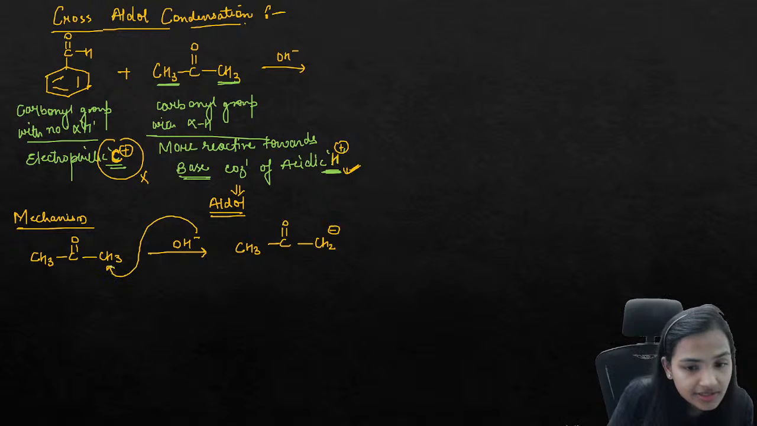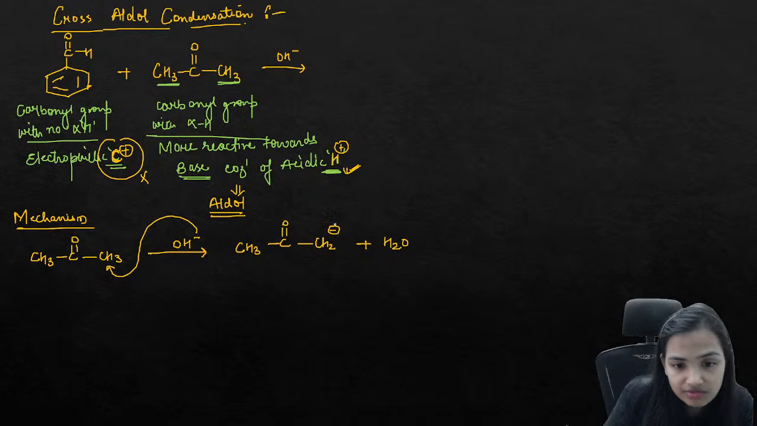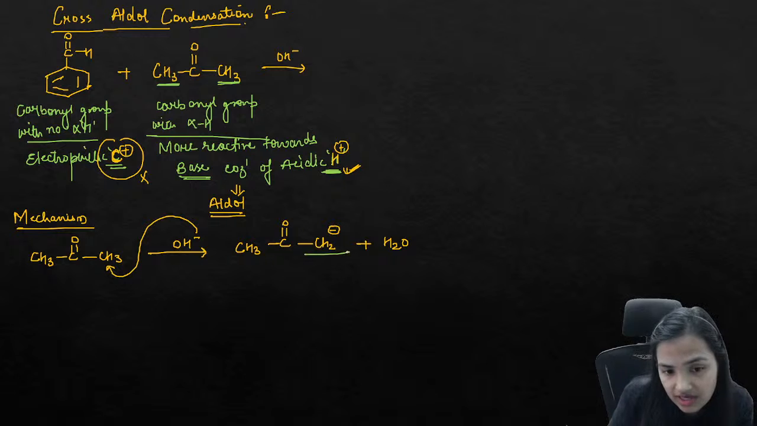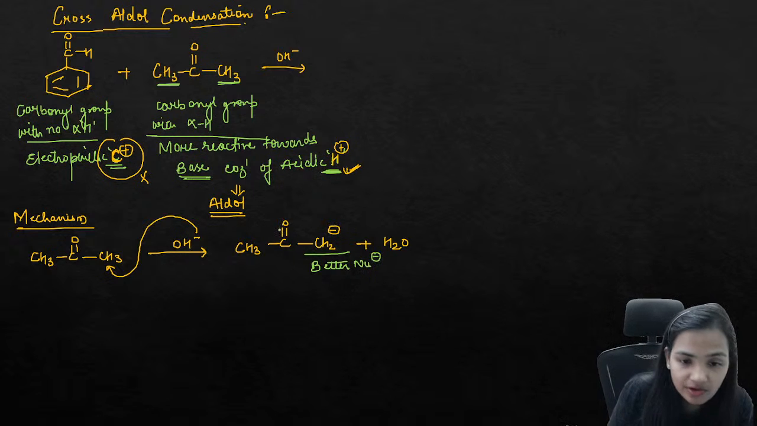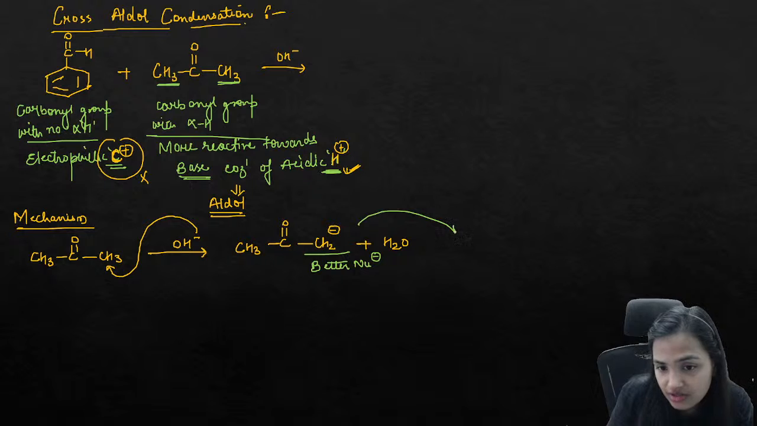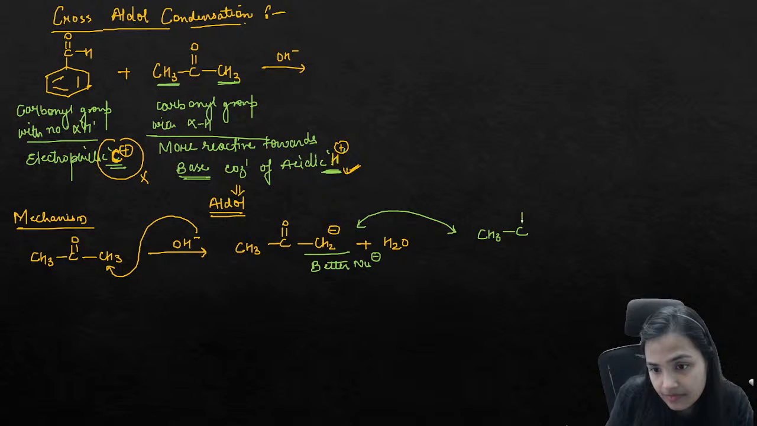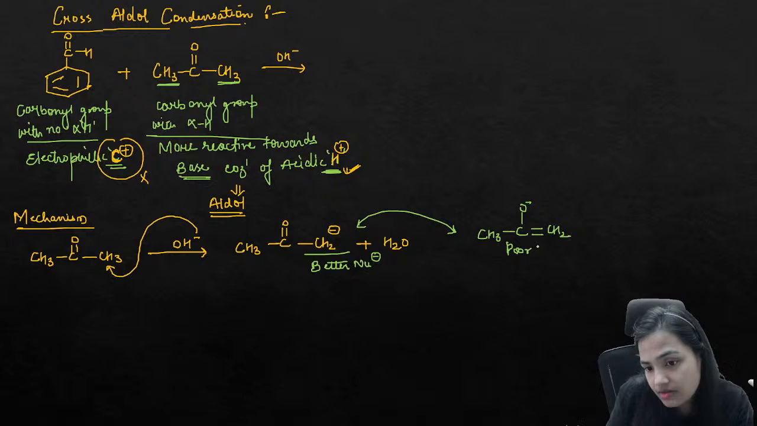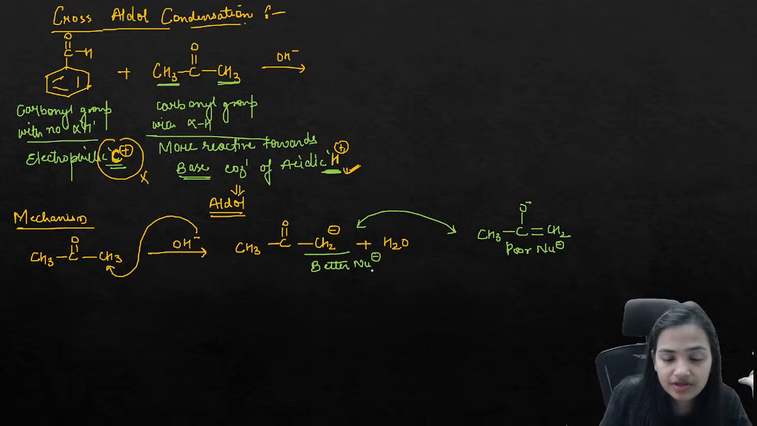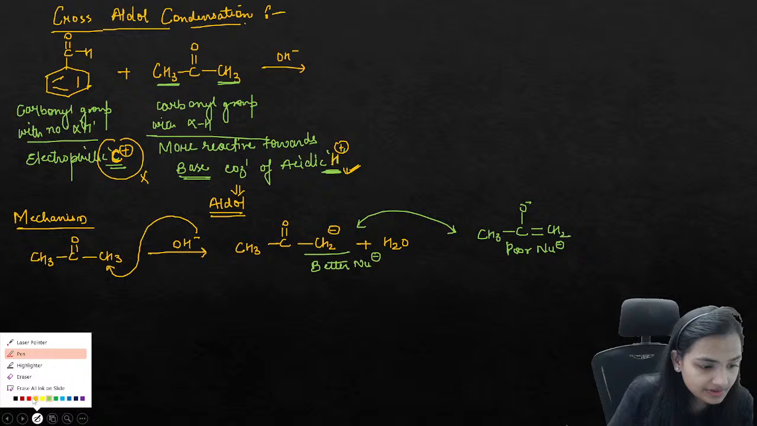This will abstract the acidic hydrogen, will form this, with the loss of H2O. If you draw its resonating structure, I believe this carbon is already a beta nucleophile, so there is no point in forming another structure. If I form the resonating structure, it is a poor nucleophile. So I will choose my beta nucleophile.